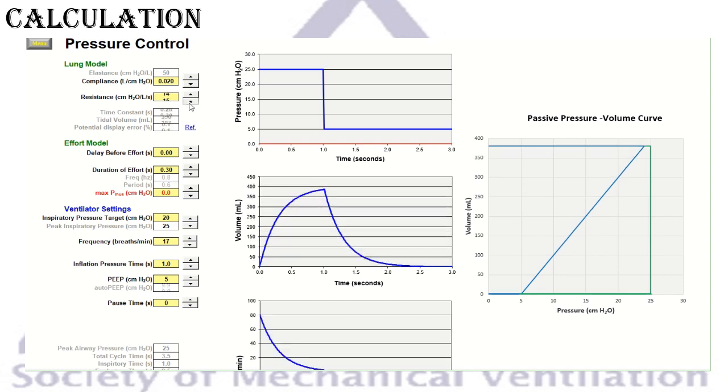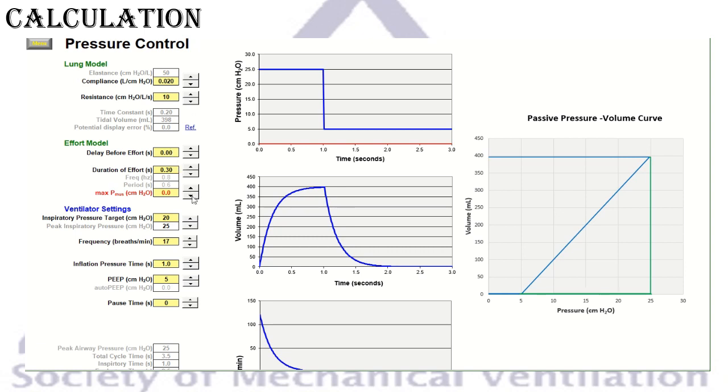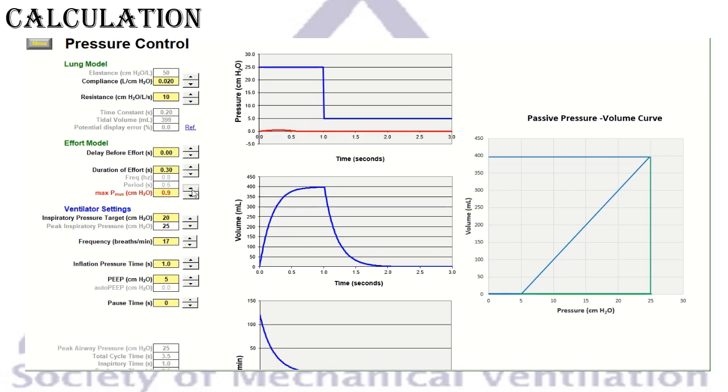Let's put some PMOS again. Let's do 5 like we did in the volume control.